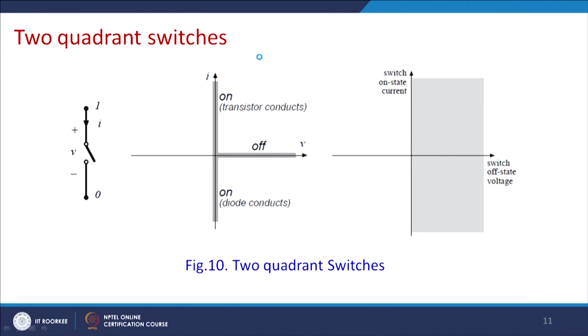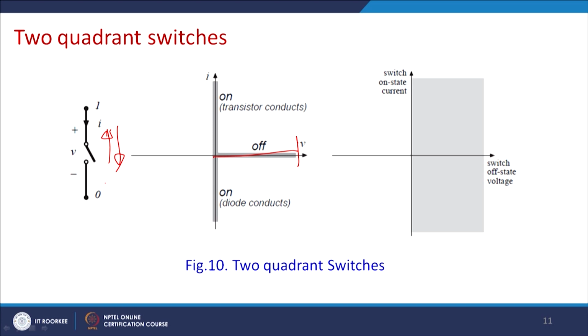Now, let us come to the 2 quadrant switch, where the switch can block this much voltage and the current should be bidirectional. Current can flow this way as well as this way.